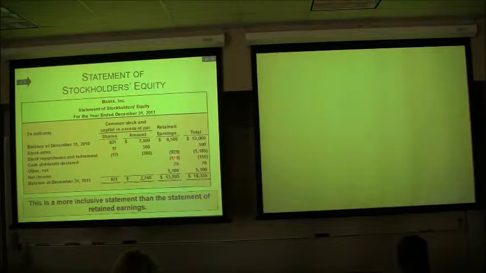Of course, the cash dividends come out of retained earnings, okay? Other net, something that comes out of the retained earnings. Here's the net income, that's an increase. So the shares went up by 17, down by 17, it ended up being the same. The paid-in capital started out at 2,500, went up by 500, went down by 260. Retained earnings increases, decreases at the end, and then the total stockholders' equity changed accordingly.